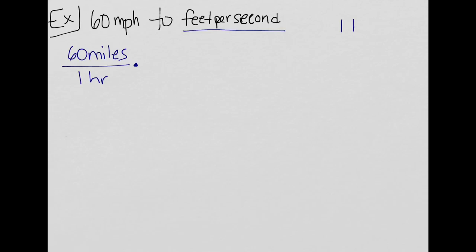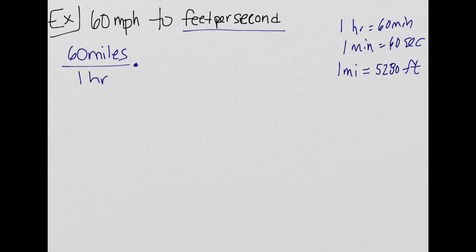Well, hopefully you know that 1 hour is equal to 60 minutes, and 1 minute is equal to 60 seconds. And then the other unit rate we're going to need is that 1 mile, this is the crazy one I showed you, is 5,280 feet.